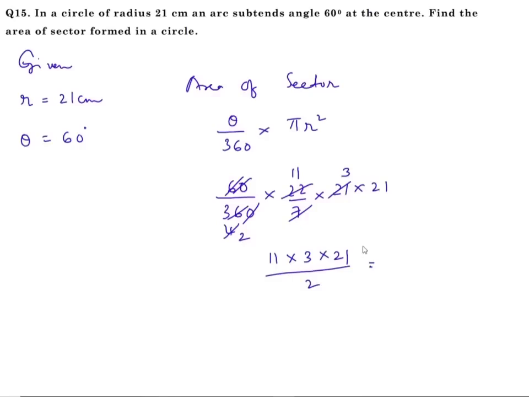33 into 21 is 693 by 2 centimeter square. 693 divided by 2, you can keep it as it is or in the decimal also. So theta by 360 into area of sector is what? Theta by 360 into pi r square. Theta value is 60.